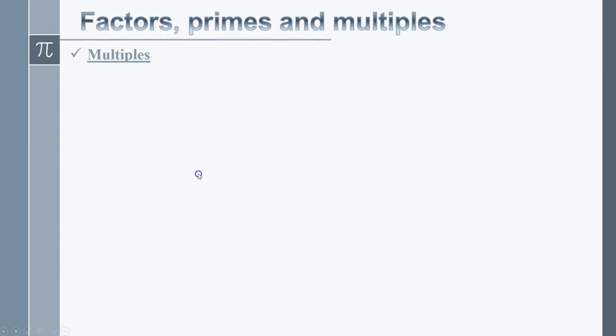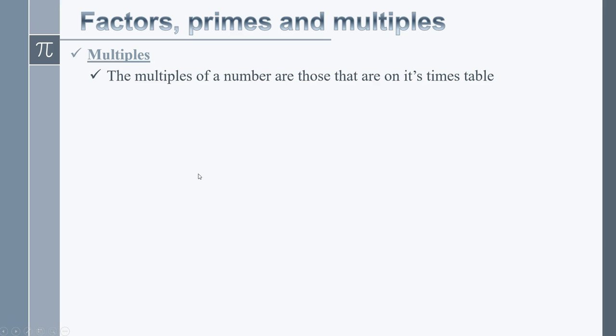Last set we're going to look at here are multiples. And the multiples of a number are those that are on its times tables. So, for example, for the previous slide we did factors of 18. Now let's do the multiples of 18, for which we're going to need the 18 times table. So we've got 18, 2 18s are 36, 3 18s are 54, 72, 90, 108, and so on.